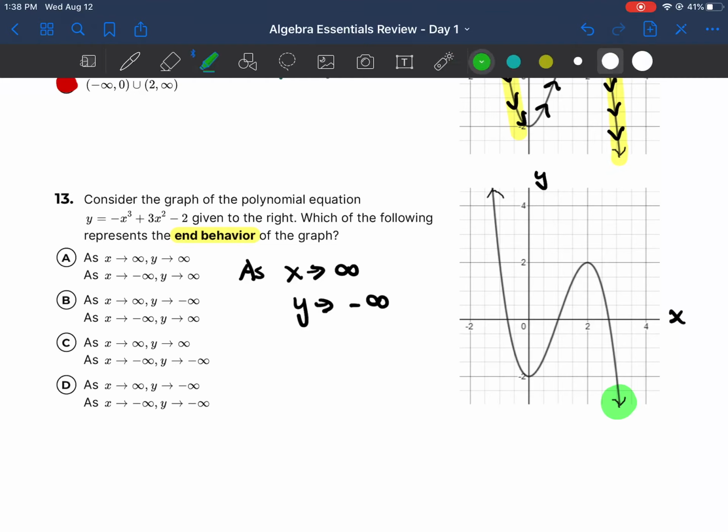Now let's talk about the left side. So I'll highlight the left in blue. Now we're approaching the left side of the graph. We're going to the left. So if x is going to the left, then x would be going to negative infinity. So as x goes to negative infinity, that means x is going to the left. Well, what's happening on the left side of the graph? We can see that on the left side of the graph, the y values are increasing without bound. So y values increasing means that y is approaching positive infinity. So that would be answer choice B.